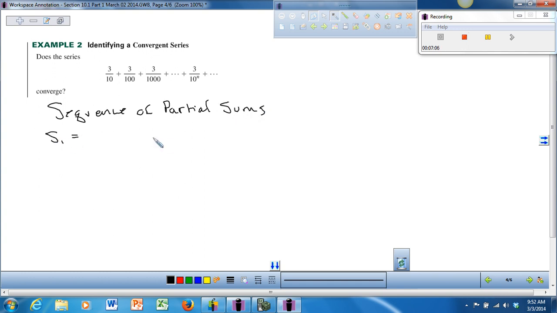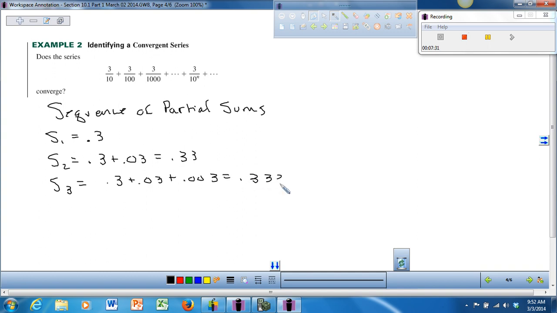S of 1, and on this one it might be easier to see with decimals. Not always the case, but we'll look this time. We get 0.3. S of 2 would be 0.3 plus 0.03, giving us 0.33. S of 3 would be what? 0.3 plus 0.03 plus 0.003, giving us 0.333. All right. So our sequence of partial sums is 0.3, 0.33, 0.333, and so on. Think about the limit as n goes to infinity of our S of n.